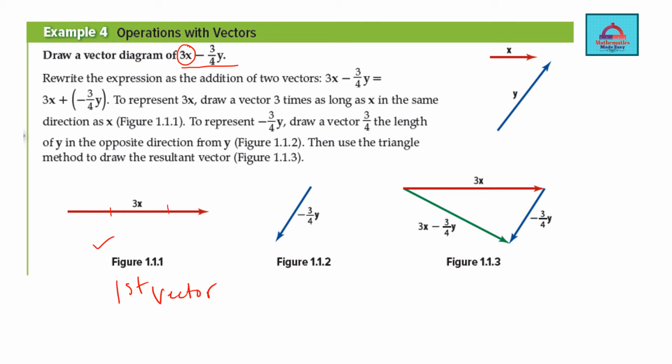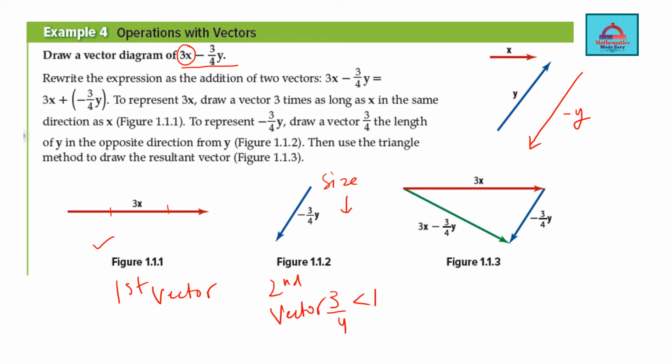The second vector is minus 3 by 4 times y. If y is in this direction, minus y would be in this direction. That's why it's going down. And you multiply it with 3 by 4. Now 3 by 4 is less than 1, that means the size decreases. So that's why minus 3 by 4 y is this one. This is the second vector.